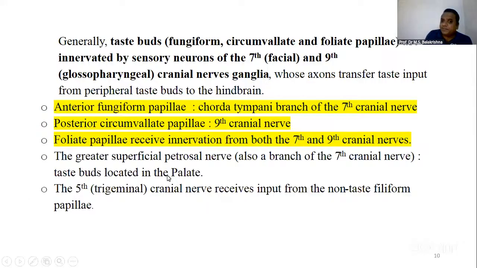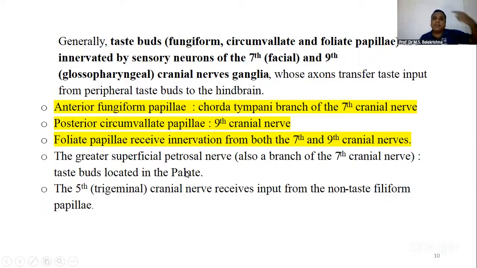So same thing. The fungiform papillae are supplied by chorda tympani, which is a branch of 7th cranial nerve. Posterior circumvallate papillae by the, again, papillae individual they are talking about. Anterior fungiform papillae by the 7th nerve, chorda tympani. Posterior circumvallate by the glossopharyngeal. And foliate papillae by both 7th and 9th. So this is the same thing which was there in the chart also. To learn this, understand this, do not have any confusion. The whole high yielding facts related to this topic is there in this slide.